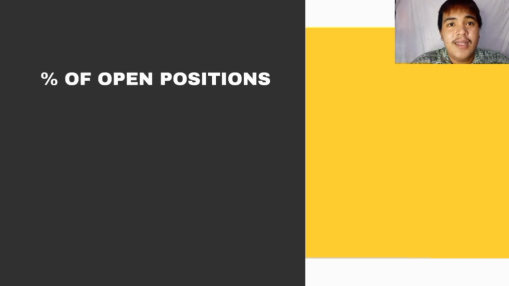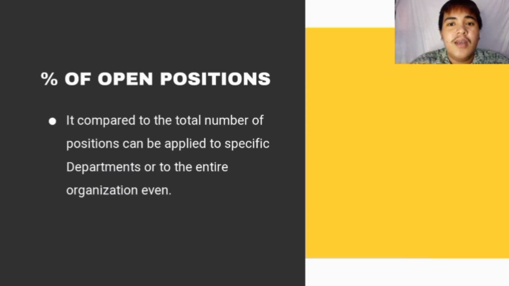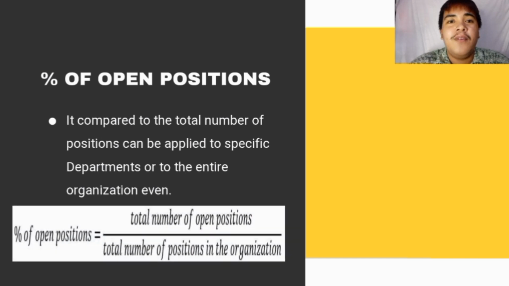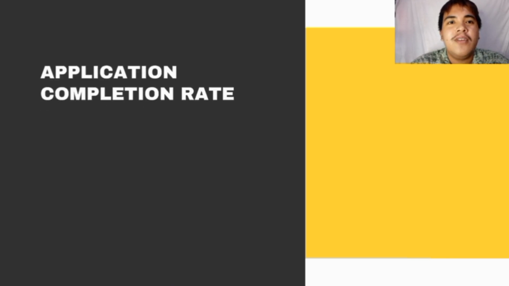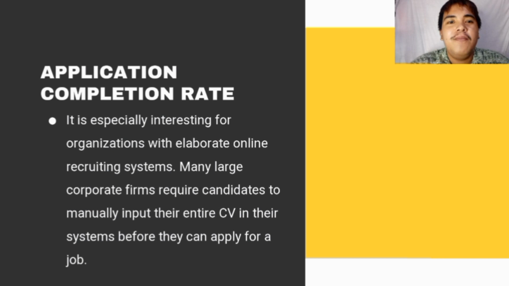And the next is percent of open positions. A high percentage can be indicative of high demand, for example, due to fast growth or low labor market supply. And that's the sample formula. Application completion rate compares the number of people who start filling out an application with the number of people who actually submit a complete application.